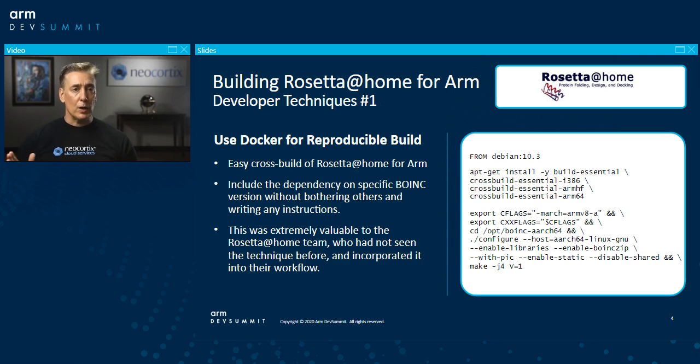By contrast, the Folding at Home project was a much larger scope of project. It involved the Folding at Home core, Folding at Home client, and the GROMACS core, and they actually asked us to upgrade the GROMACS core from GROMACS 5 to GROMACS 2020.